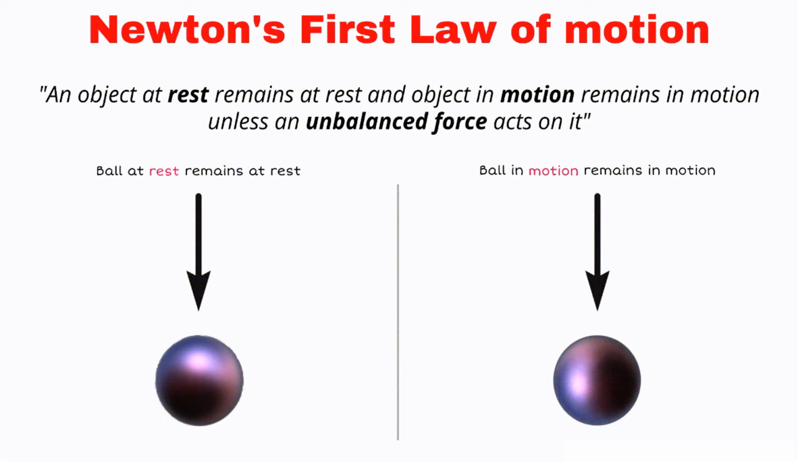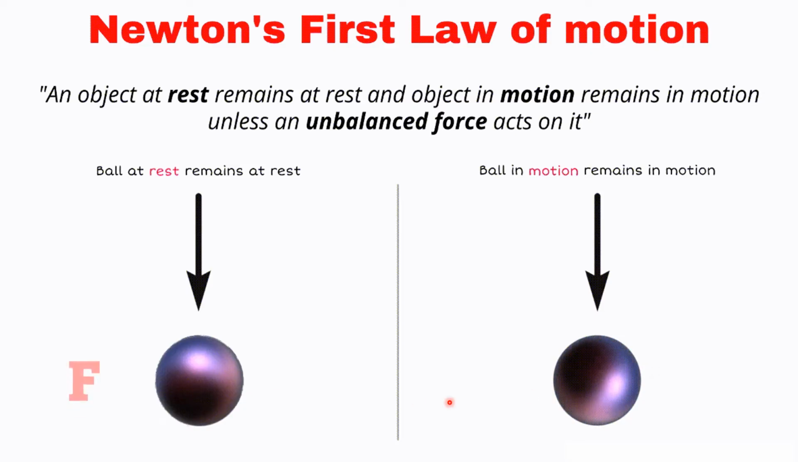as you can see in this example, for you to understand first law, we have here two balls. The one is at rest and the one is in motion. Based on the first law of motion, it says that when the object is at rest, it will remain at rest. And when the object is in motion, it will remain in motion unless they experience an unbalanced force, or there is an unbalanced force acting on them.